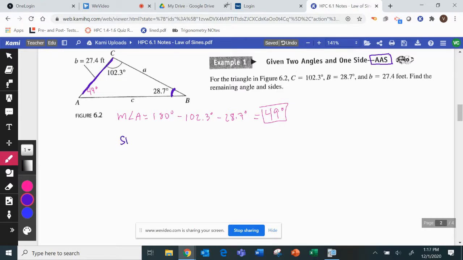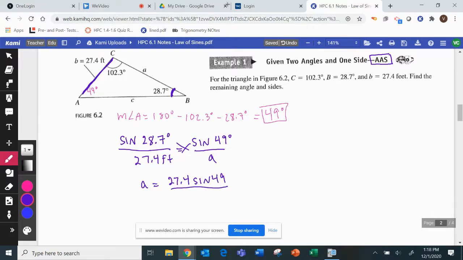sine of angle B over side B, I can use that to cross multiply and solve any of the other ratios. So let's see, I need A. So we'll do sine of angle A, which is 49 degrees, and I'll divide that by little a, which I don't know. So I'm going to cross multiply, and I'm going to get 27.4 times sine 49 divided by sine 28.7.